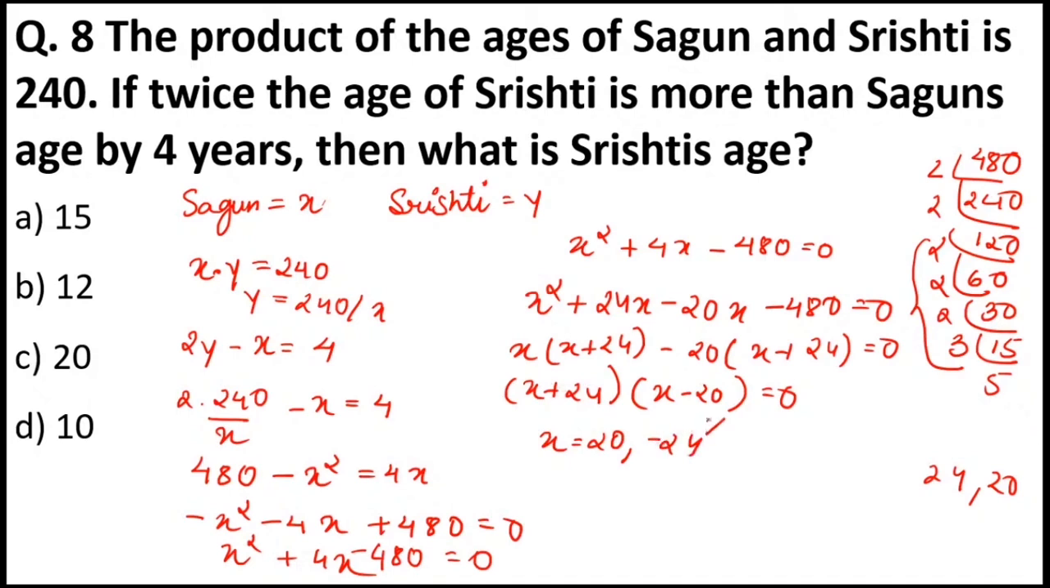So obviously age cannot be minus 24. So the age of x is what? Shagun, right? Shagun's age is what? 20. And what is the age of Shrishti?